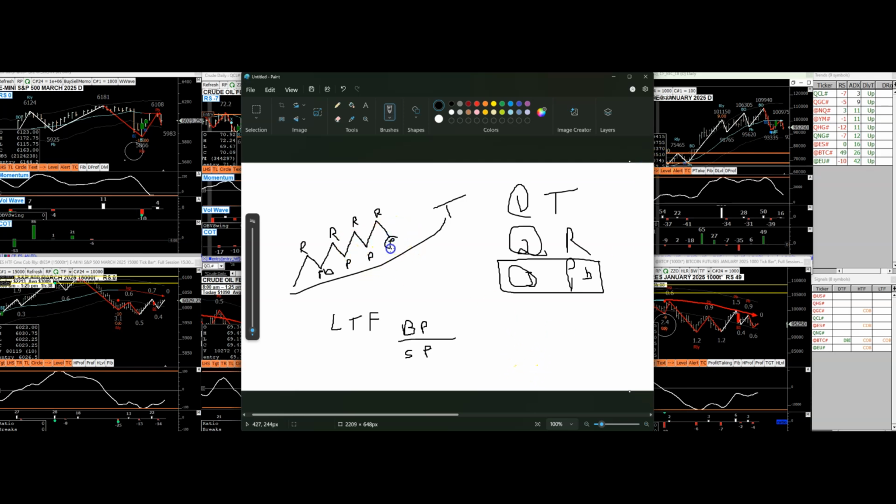So the pullbacks are where we do the analysis to see if there's buying pressure on lower time frames. So you have rally, pullback. Let's take a look and examine the pullback, seeing if there's buying pressure, and if so, it offers an opportunity.